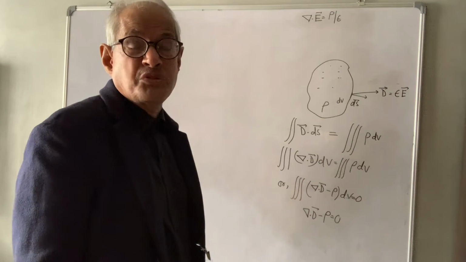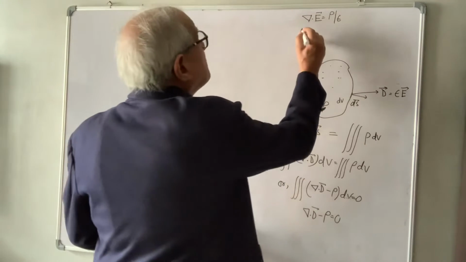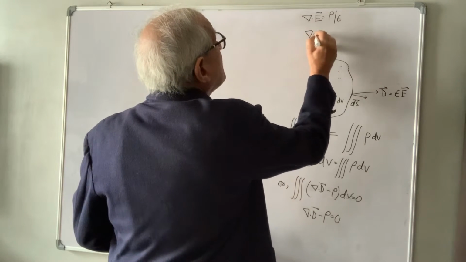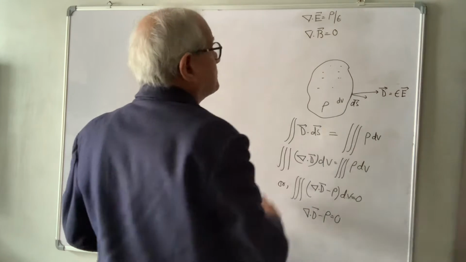Since no single magnetic pole can exist, divergence of B, where B is the magnetic induction, is always 0.